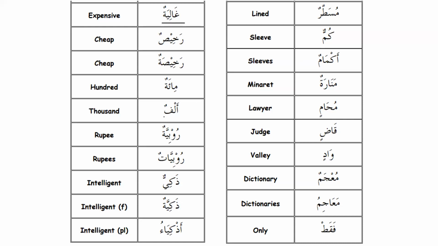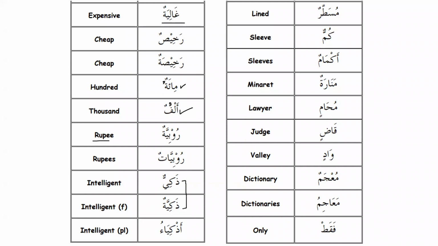مِئَةٌ, 100, أَلْفٌ, 1,000. And we know that مِئَةٌ and أَلْفٌ are always used as مُضَاف. So whenever they are used, they will be light without تنوين. Meaning مِئَةُ and أَلْفُ, or مِئَةَ and أَلْفَ, or مِئَةِ and أَلْفِ. رُوبِيَّةٌ, the rupee, the currency that's used in Pakistan and India, I believe. Rupees is the plural. Dhakiyun, intelligent, and the plural is dhakiyatun.